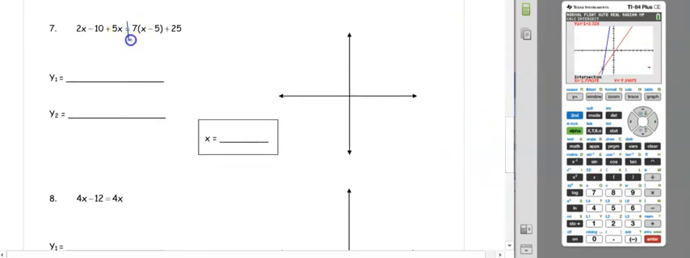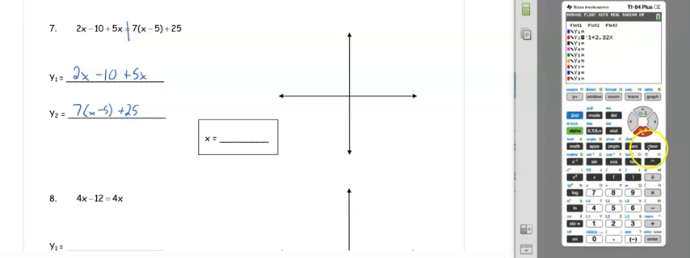So in number 7, when I split my equation, I have 2x minus 10 plus 5x as y1. I have 7 times the quantity x minus 5 plus 25 as y2. We're going to clear out y1 and y2. y1 is 2x minus 10 plus 5x. And y2 is 7 parenthesis x minus 5 plus 25. I'm going to hit graph.